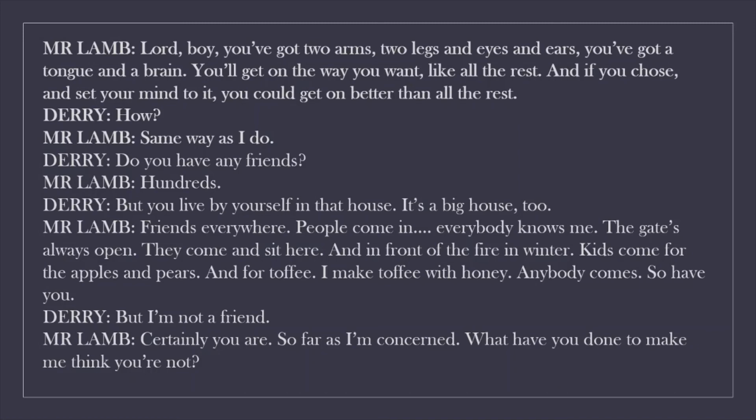Many people visited the garden. The gate remained always open. They sat there by the fire in winter season. Kids came to pick apples and pears and to take the honey toffees made by him. Derry said that he wasn't a friend of Mr. Lamb's. He said that Derry was a friend because he had not done anything that should end their friendship.